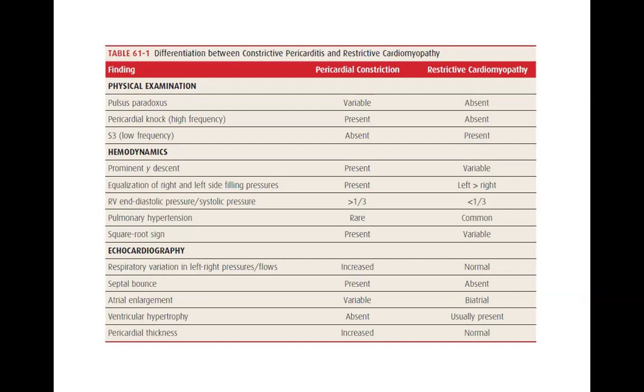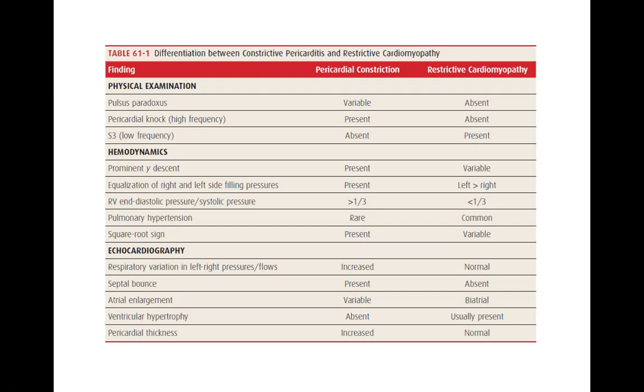If the patient has pericardial constriction, he might have a pulsus paradoxus. It's variable. However, in restrictive cardiomyopathy, you will never see pulsus paradoxus. A pericardial knock, an abnormal sound you hear, is a feature of pericardial constriction. The presence of an S3, which is a gallop, is a heart sound that is a feature of heart failure, and it is usually present in patients with restrictive cardiomyopathy.